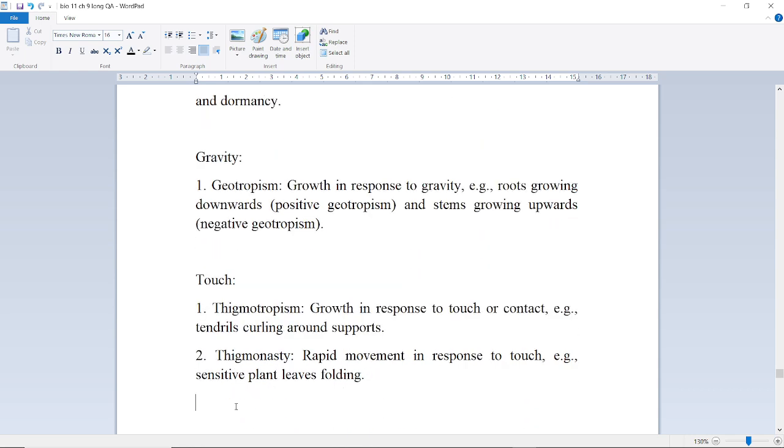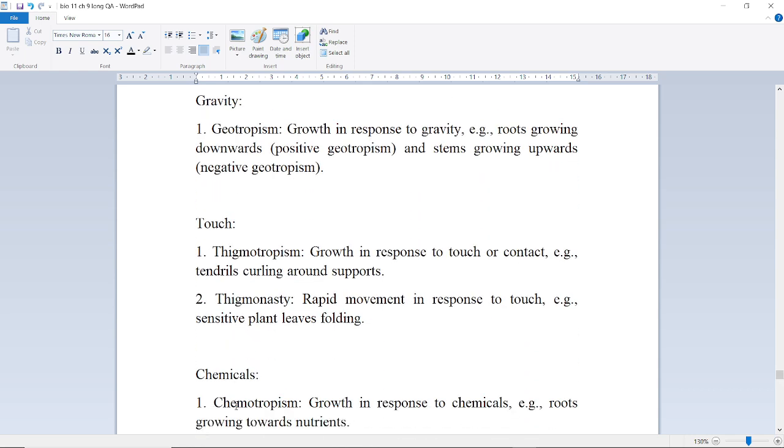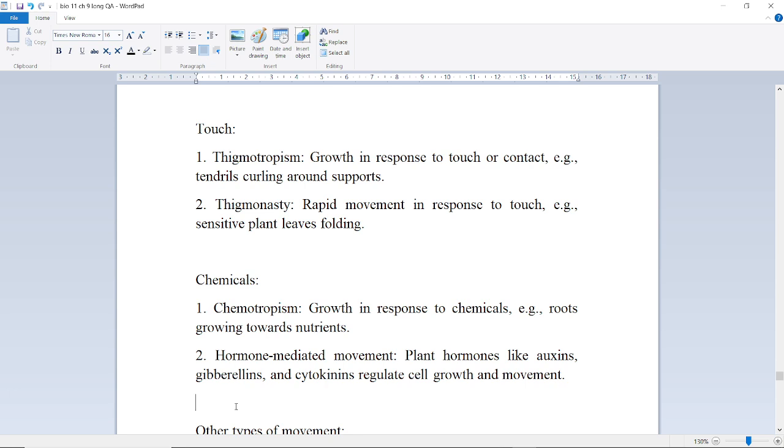Next is gravity. Geotropism: growth in response to gravity. For example, roots growing downward is positive geotropism, and stems growing upward is negative geotropism.